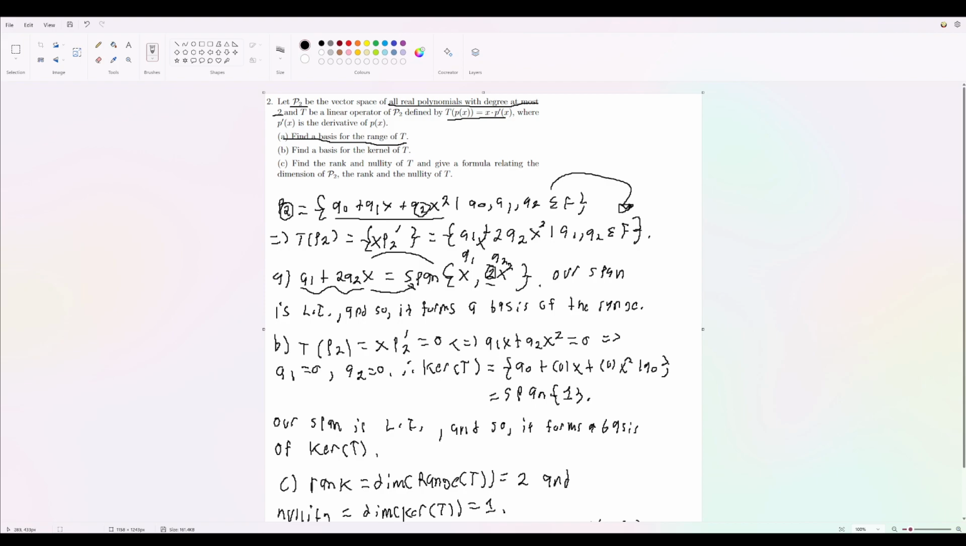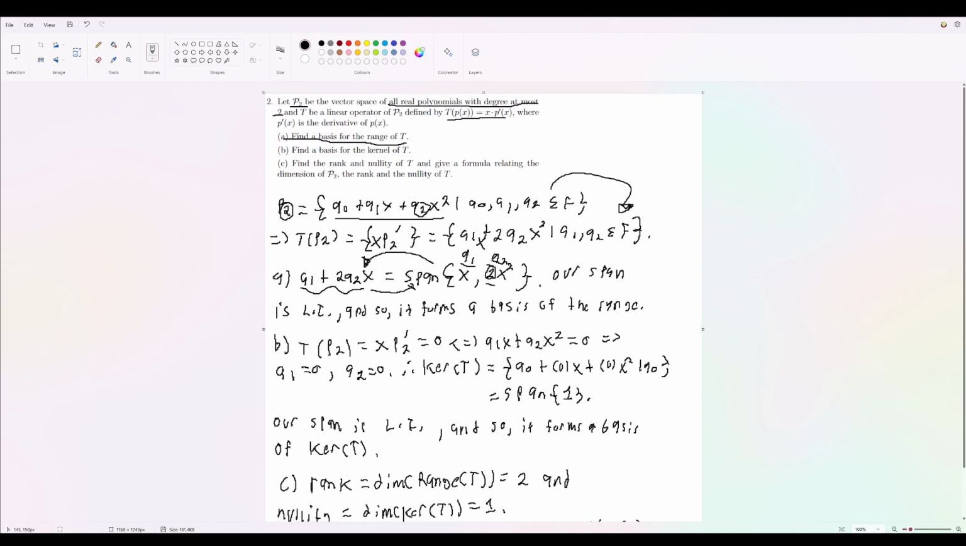You can also go backwards, which is precisely why I defined it up here. Right, so our span is linearly independent, right? We cannot take an x and get an x squared. That's just not possible. We also can't get x from x squared. And so it forms a basis of the range.